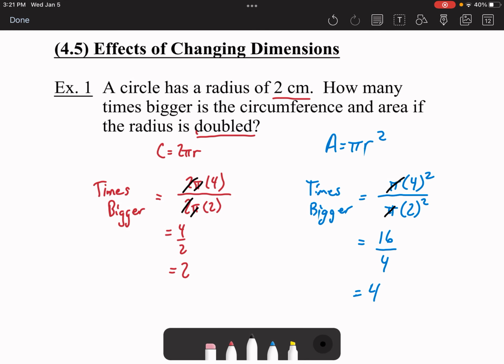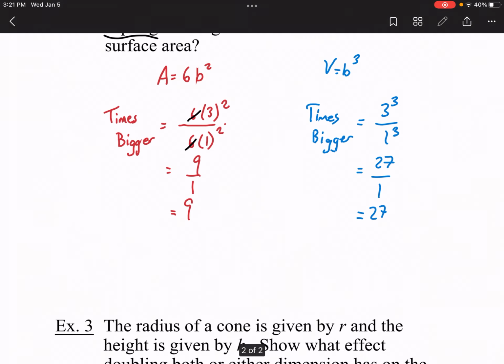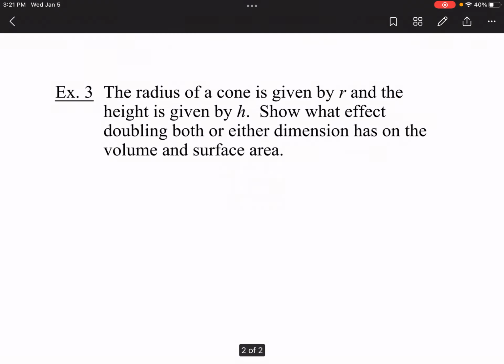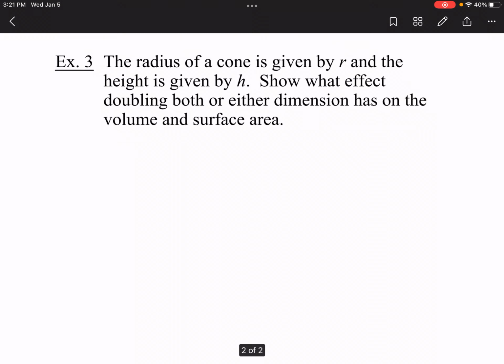Okay, so how can we also take a look at this information if we don't actually know what the dimensions are? So let's take a look at this example. The radius of a cone is given by r, and the height is given by h. Show what effect doubling both or either dimension has on the volume and surface area. So let's look at area.